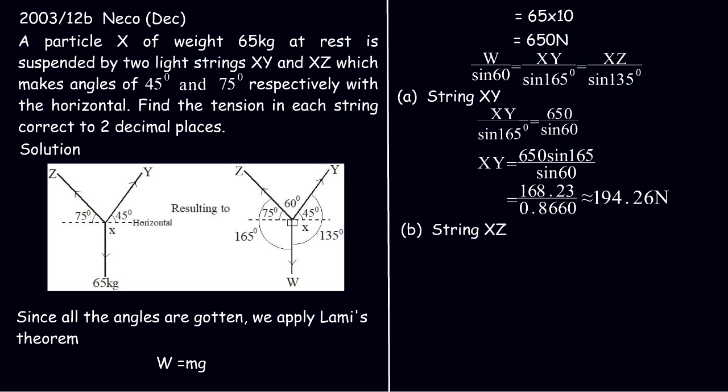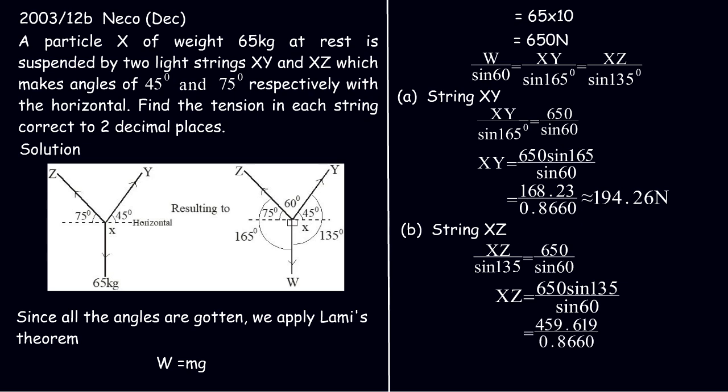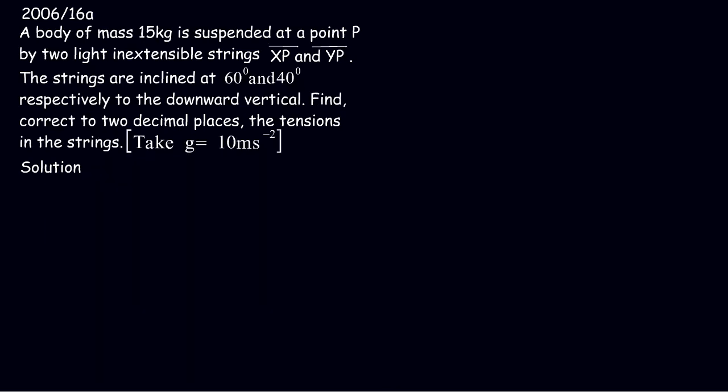And for the tension in string SZ, SZ divided by sine 135 will be equal to 650 divided by sine 60, and cross multiplying, SZ will be equal to 650 sine 135 divided by sine 60, which will be equal to 459.619 divided by 0.8660, which will be equal to 530.738, approximately 530.74 Newton.